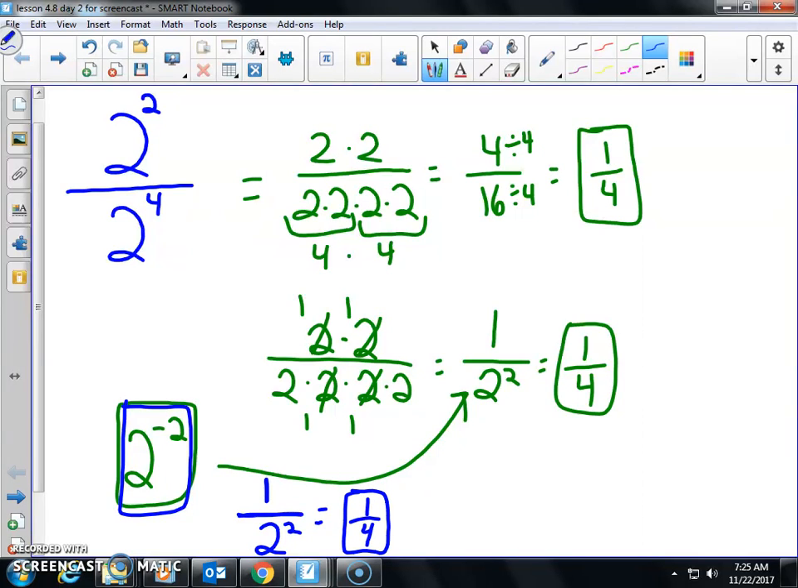So the shortcut way says keep the base, subtract the exponents. If we get a negative exponent, like we did here, the negative sign stretches out into a fraction bar. The base and the exponent slide to the denominator on the bottom, and we fill in the numerator with a 1, and then we simplify from there. So let's practice a little bit.